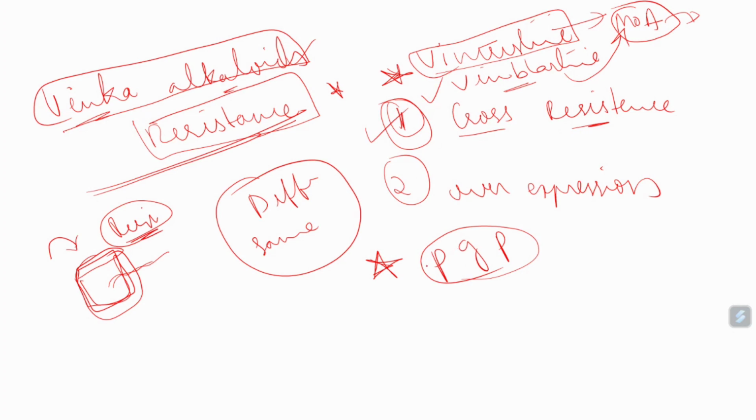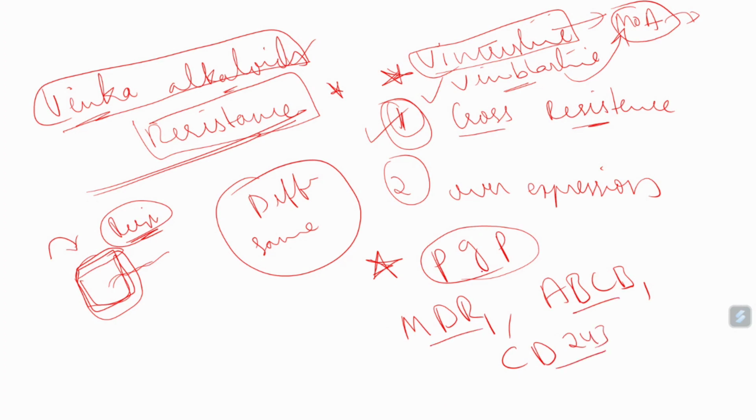This P glycoprotein is also called MDR1, multi-drug resistance 1. It is also called ABCB1. And its other name is CD243. These are different names of this particular protein, which is called P glycoprotein.